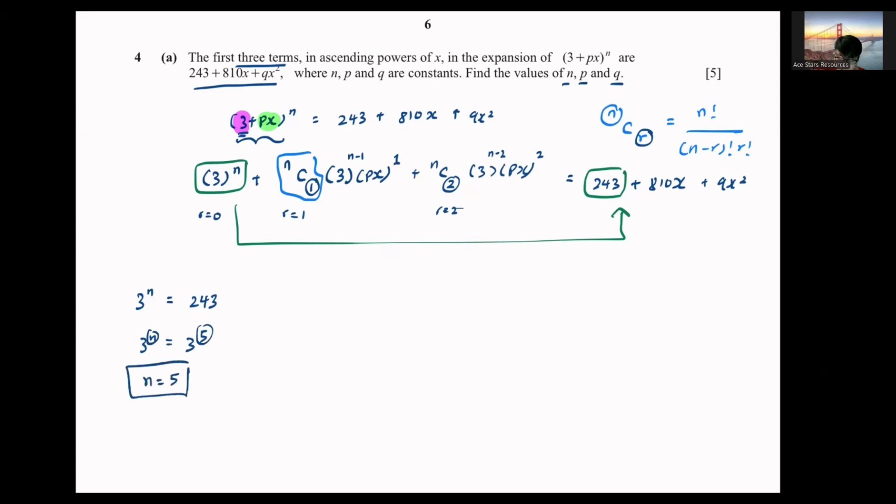And after you obtain this n, you can basically just put it back into whatever you have right here. You see, you have all the n. So just put it back in. And then you don't have to factorize, you don't have to use the nCr formula to break them down. Right?